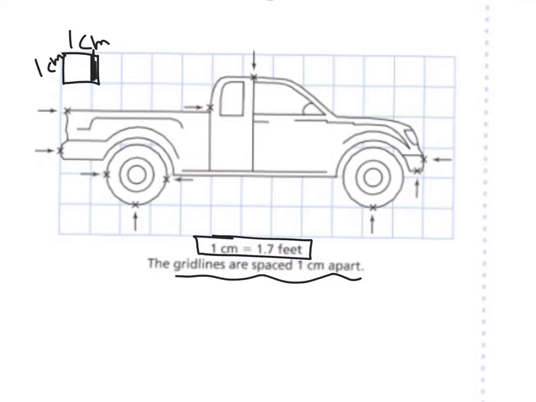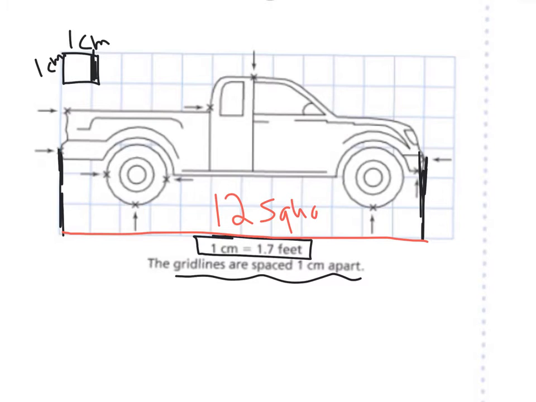So to find the length of the truck, what we want to do is look how far it is from the back bumper to the front bumper here. If you count the squares in between those two, that would be a total of 12 squares. And like I said, the squares are 1 centimeter by 1 centimeter. So if you have 12 squares, that means that distance is 12 centimeters.